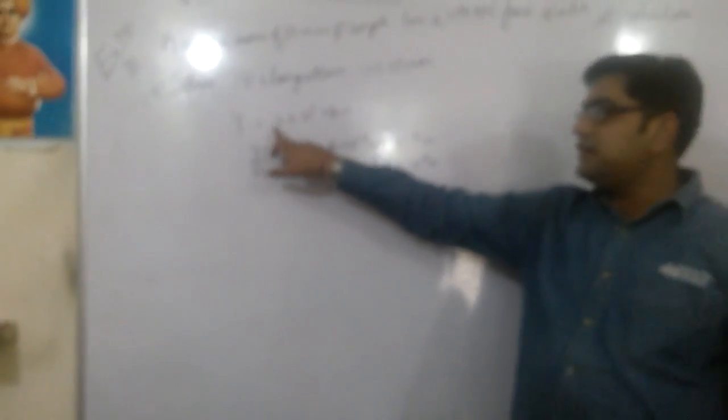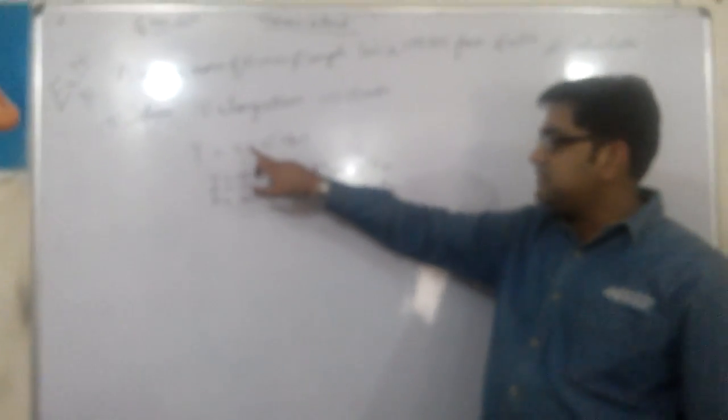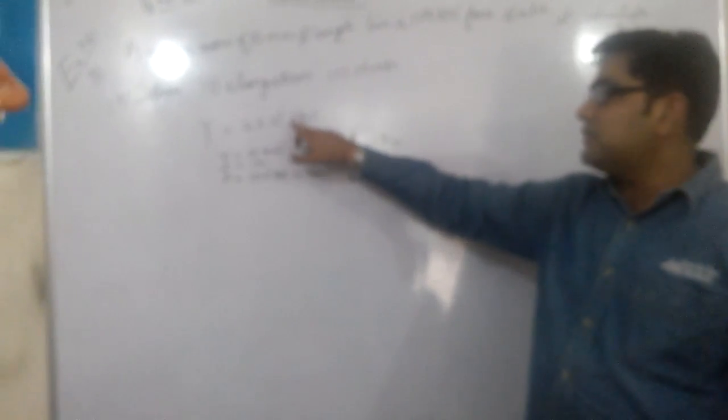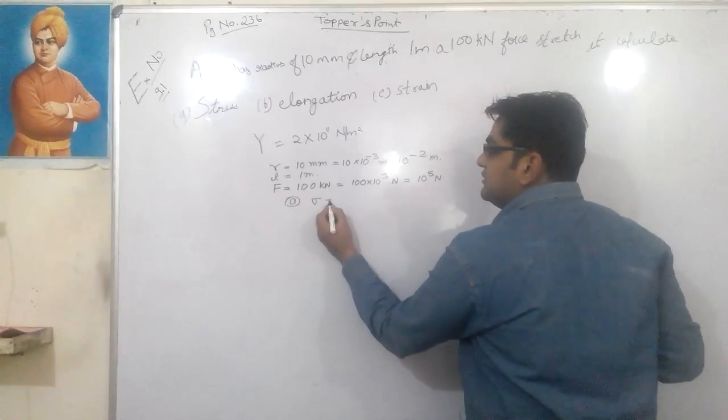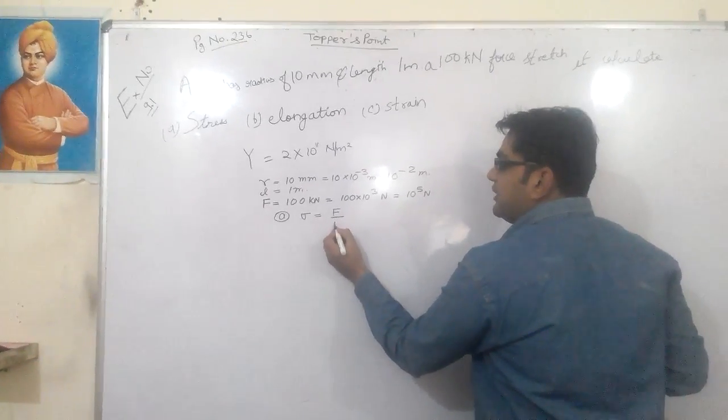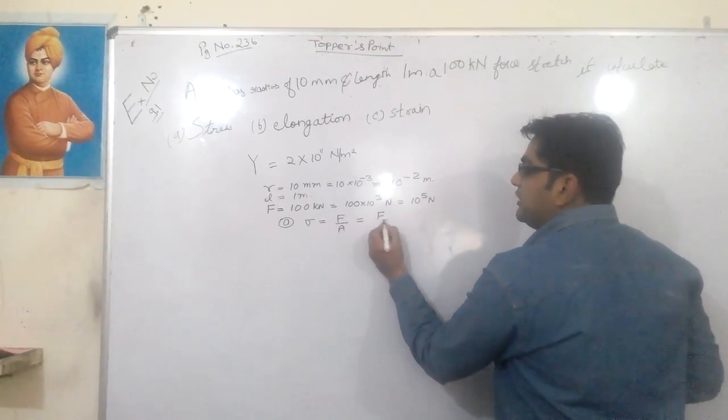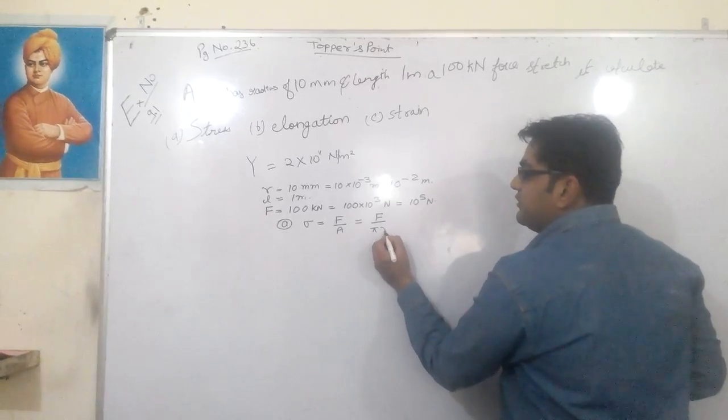And we are also given that Young's modulus of elasticity is 2 into 10 to the power 11 Newton per meter square. First, in A part we will calculate stress. Stress is sigma equals to force upon area. Force upon area of wire is pi r square.